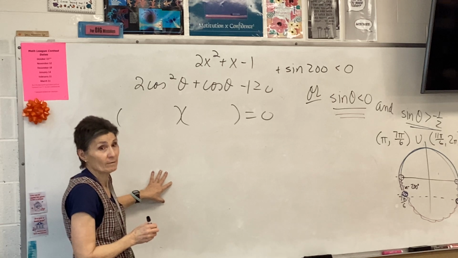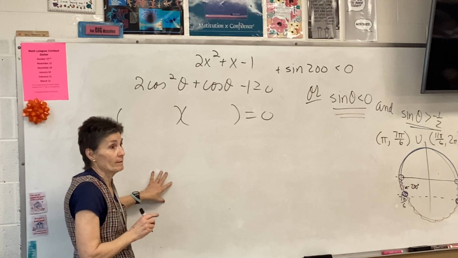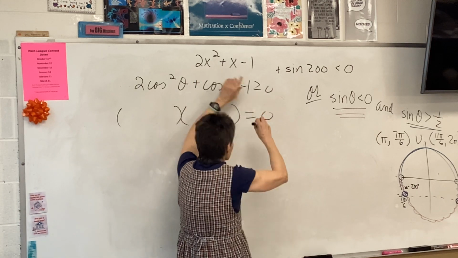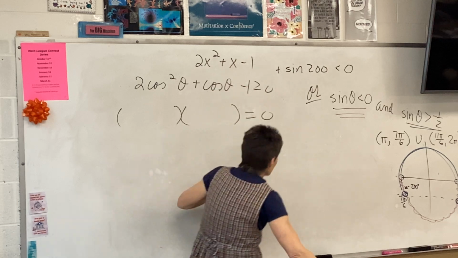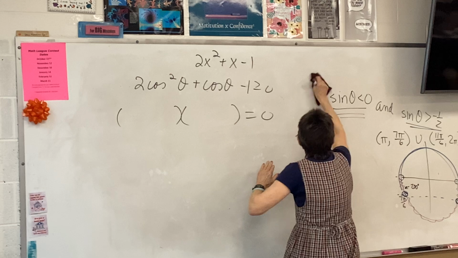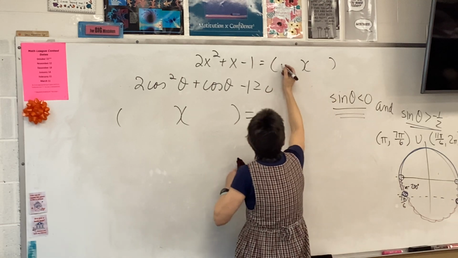2 times something squared, minus, or excuse me, plus that thing, minus 1. So how would we factor that? Forget all this. How would I factor that right there? How's that factor? Don't make me crazy, people. How do we factor it?